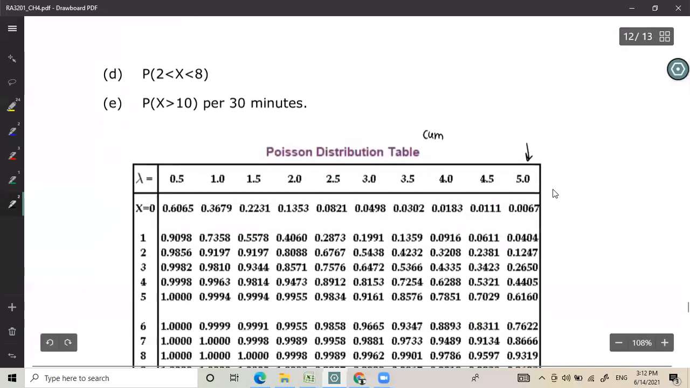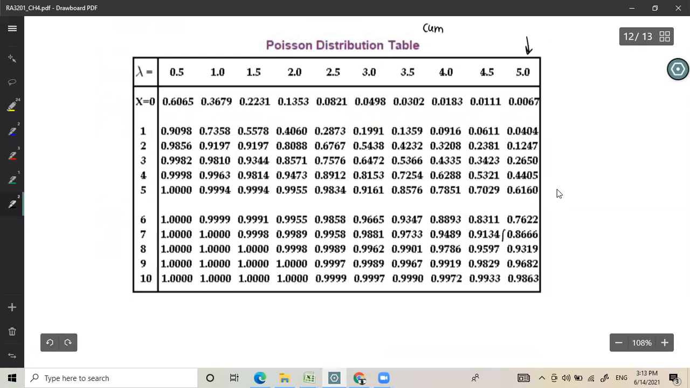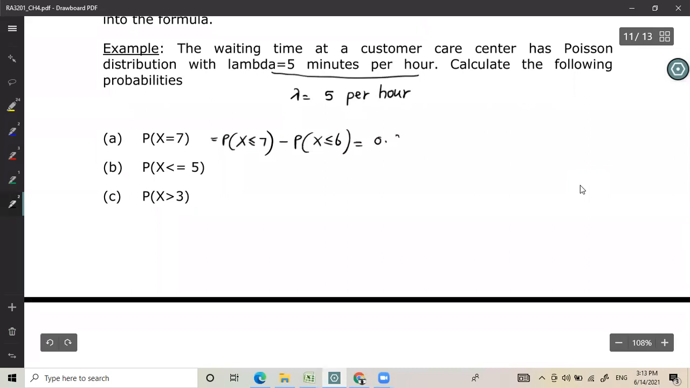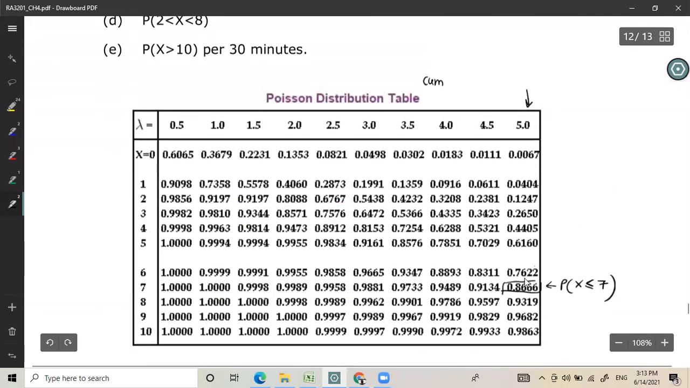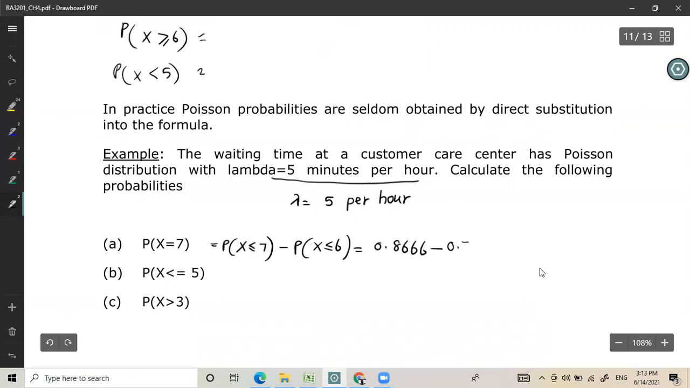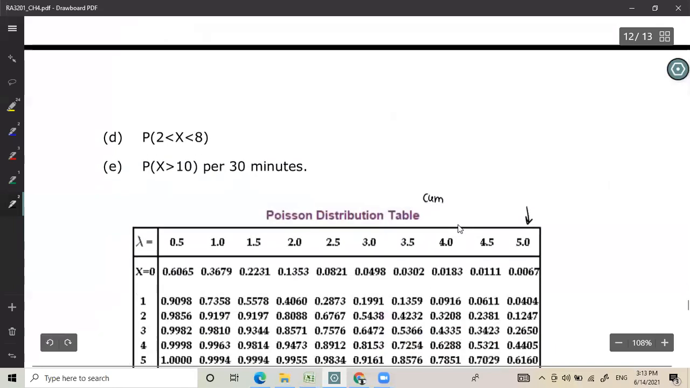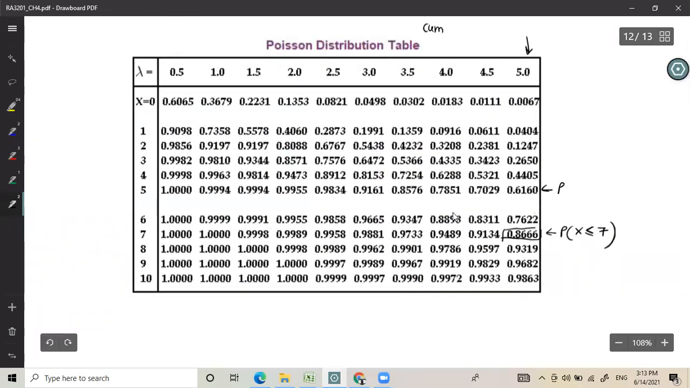Okay, let's try it. P(x equals 7). So we have 7. Here's 7. If you read the 7, what is it? This is actually x less than or equal to 7. So if you want equal to 7, what do you do? You subtract the 1 above it. So how do you find this answer? x less than or equal to 7 minus x less than or equal to 6. Subtract. 1 above 7, that is 6. Yes, what is the answer? 0.1044, thank you. Okay, and can you try the next one? x less than or equal to 5, that is the easiest. For less than or equal, you get the value straight away from the table, see? What is it? 0.6160.